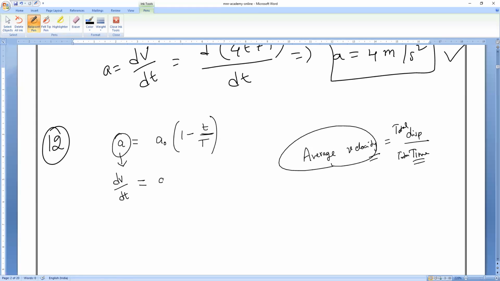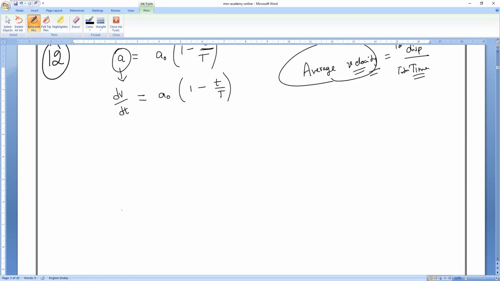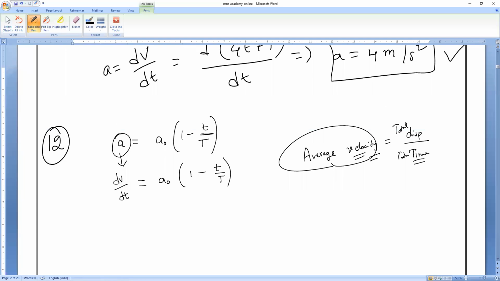So I will write it, which equals a0 into 1 minus small t divided by capital T. So we all know we want to get average velocity from acceleration. So we have to apply integration or differentiation? Integration, because we want to find the total displacement as well as the total time. Yes or no, guys?